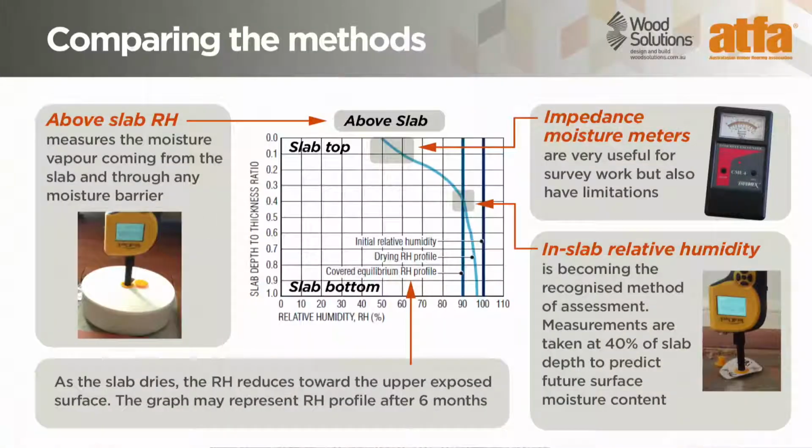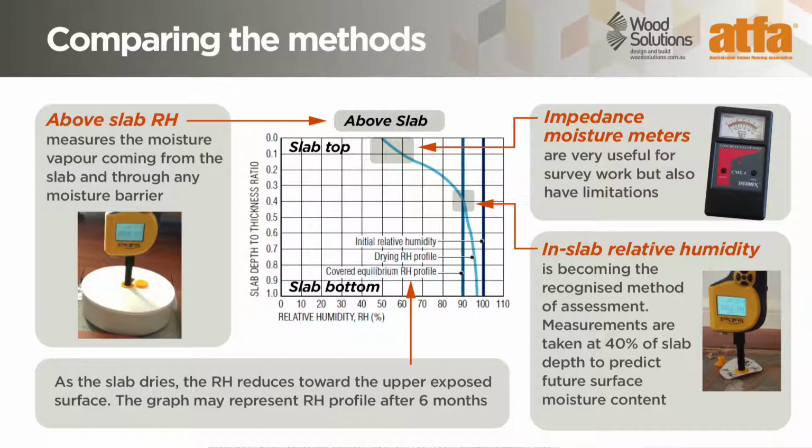As a concrete slab dries, the relative humidity in the slab reduces toward the upper exposed surface. It dries from the exposed surface, and the drying depends on the relative humidity of the air above the slab. The graph with the light blue line may represent the relative humidity profile after 6 months and indicates about 50% RH at the surface and near 100% at the bottom of the slab.